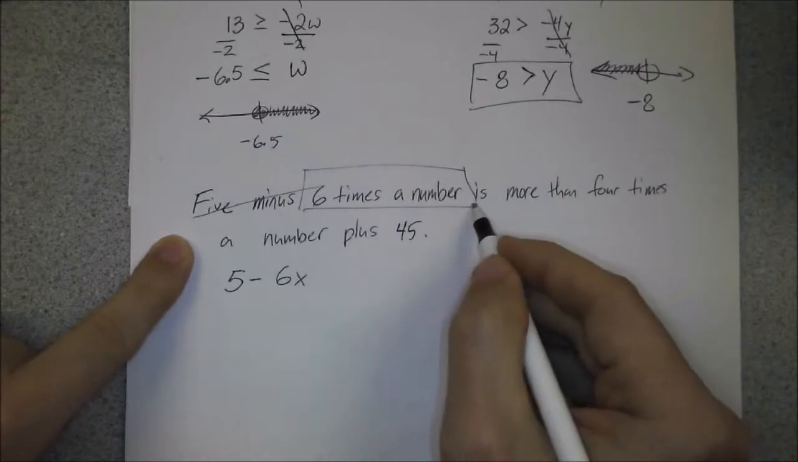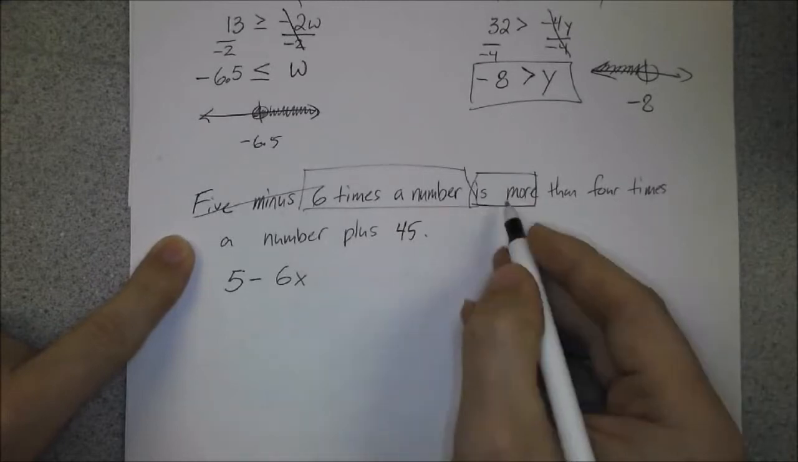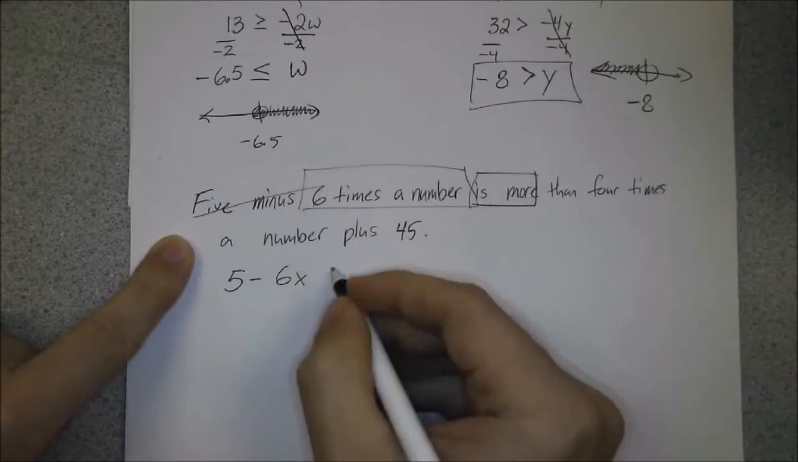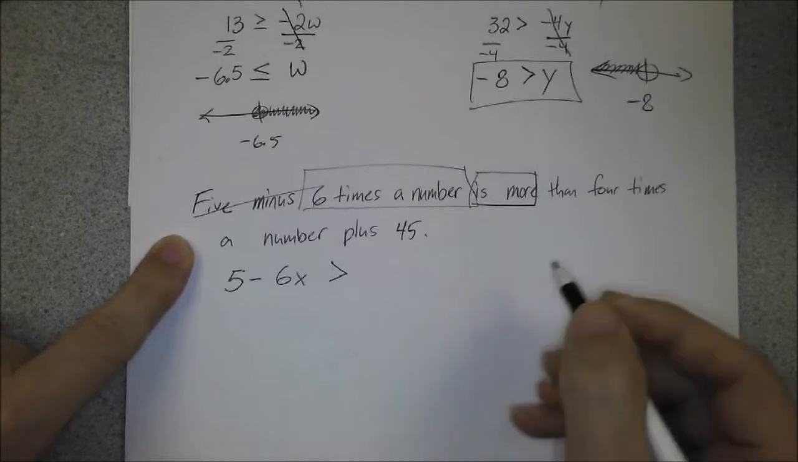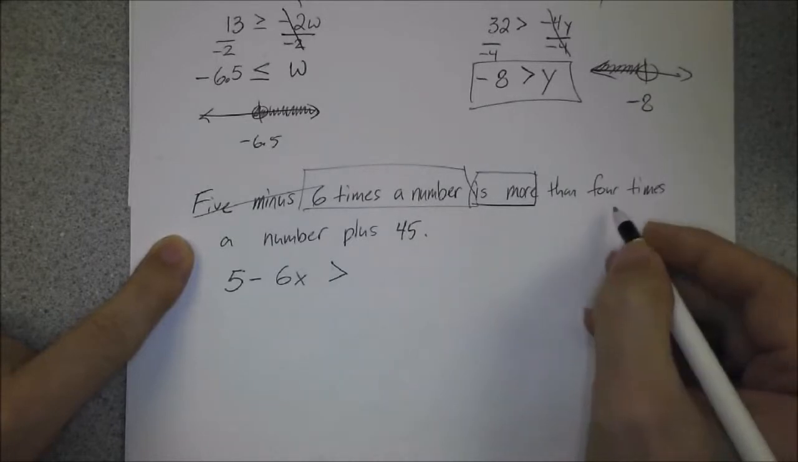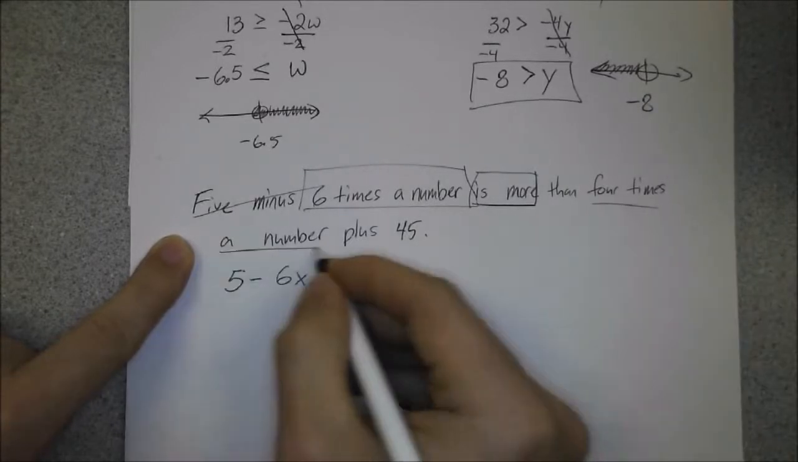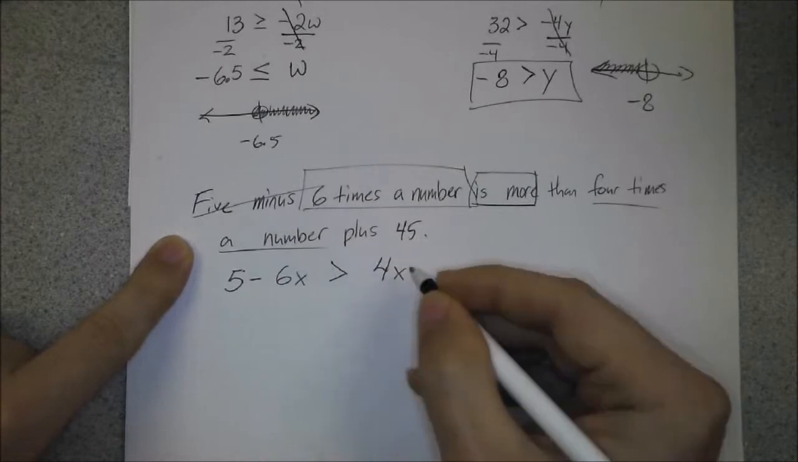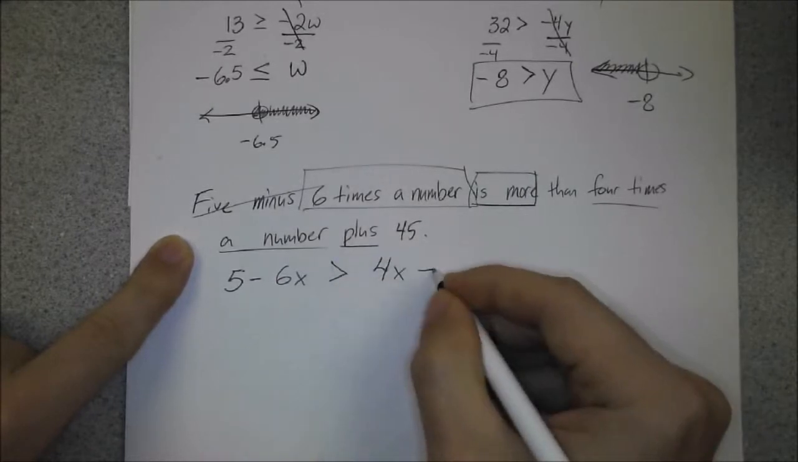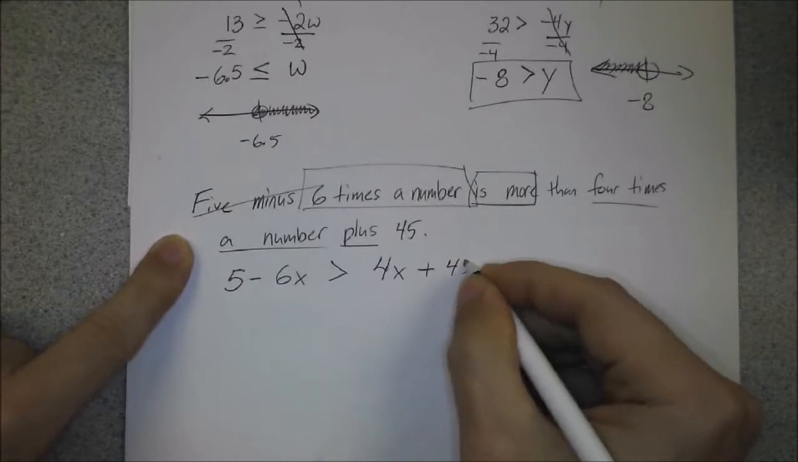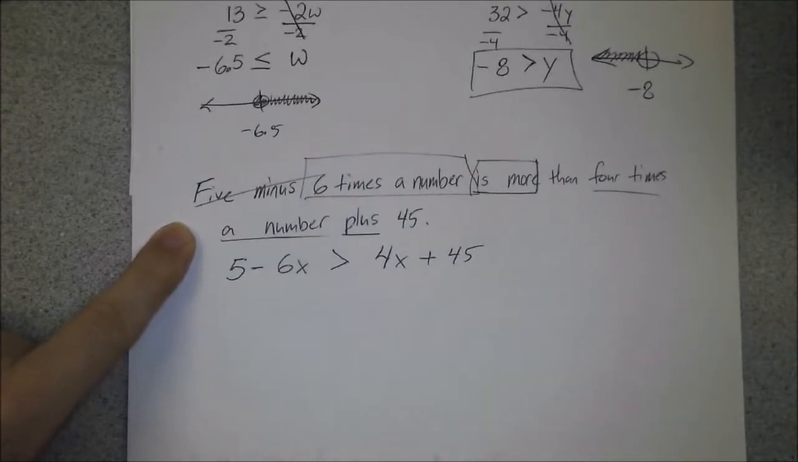This is more. If they just write is, it's equal. When they write is more, boom. And it's more than what? It's more than 4 times a number. So there's 4 times a number. Plus what? 45. So now, let's solve this.